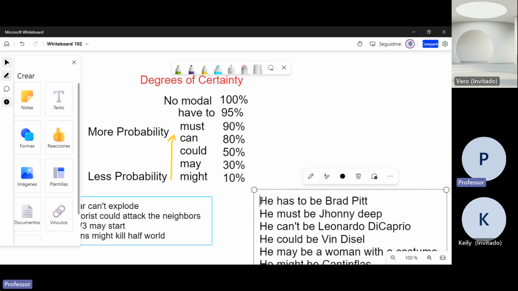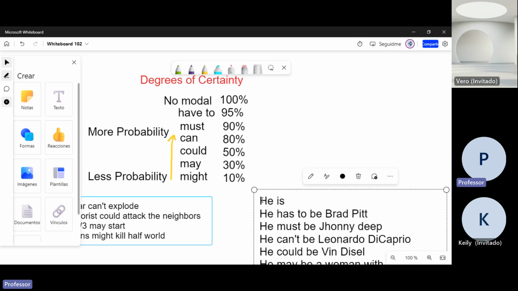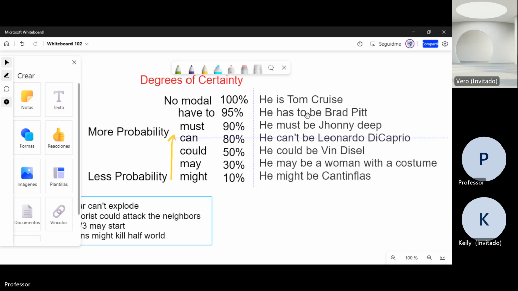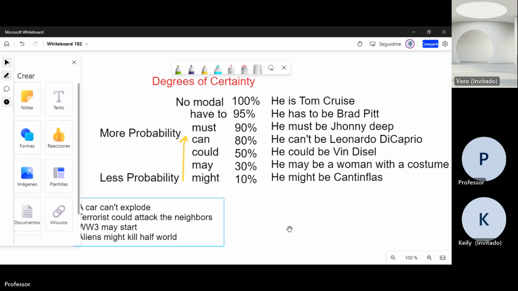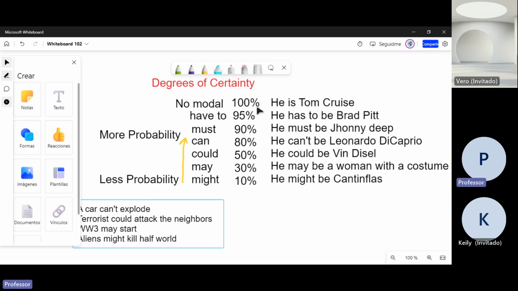And finally, no modal verbs. If I finish the movie and I check the credits, now I know who the actor is. So in this case, I use something like he is. No modal verbs. Okay, he is, and I say the name. I don't know, Tom Cruise. Here we go. Okay, he is Tom Cruise. It's 100% sure. I already know the answer, so I'm not going to use probability. So we don't use modal verbs.